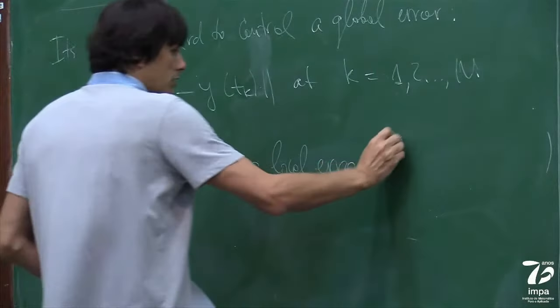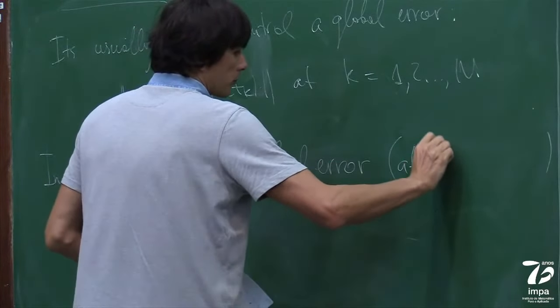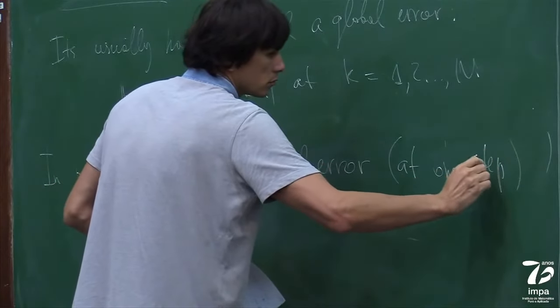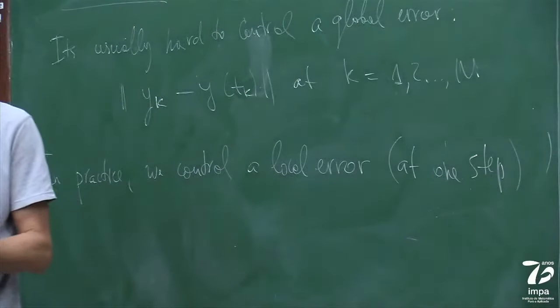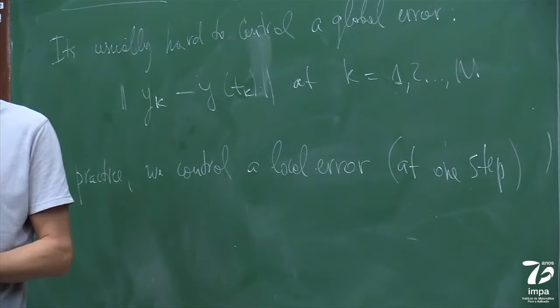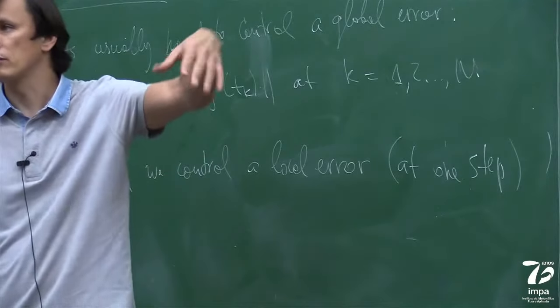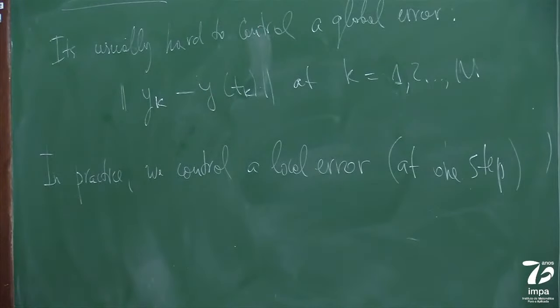So error at one step. So we control the error. We put a bound on an error that obtained in one step, and kind of ignore the fact that this error then can grow, because this is usually what we can do. And this is sort of the practical.